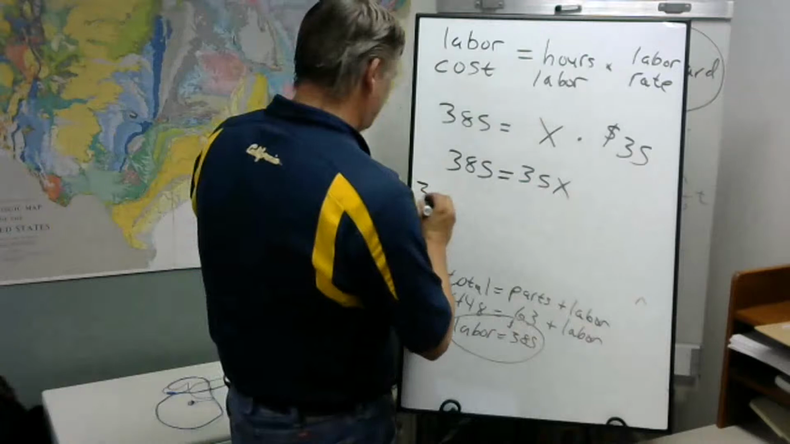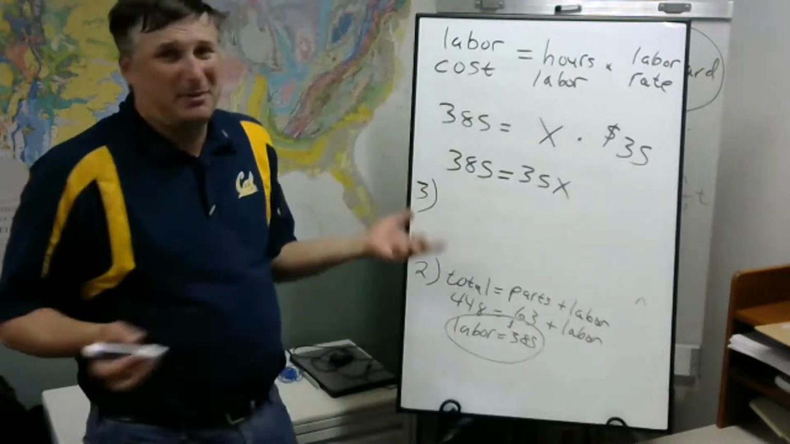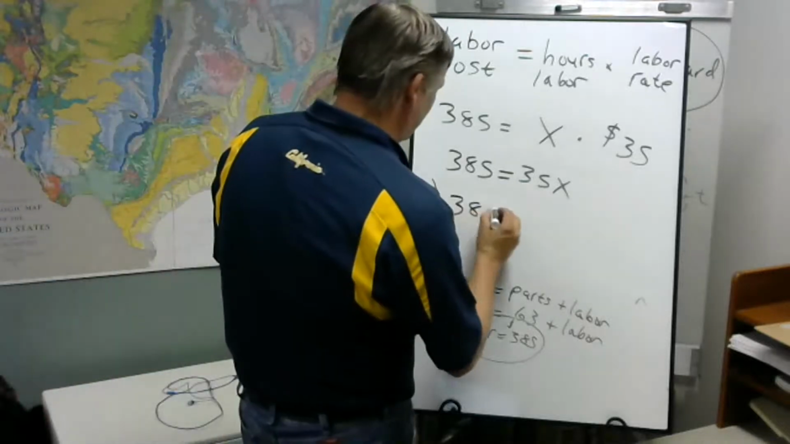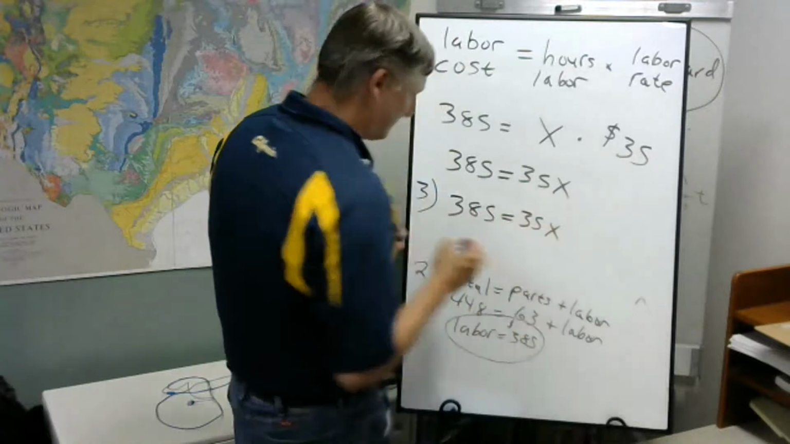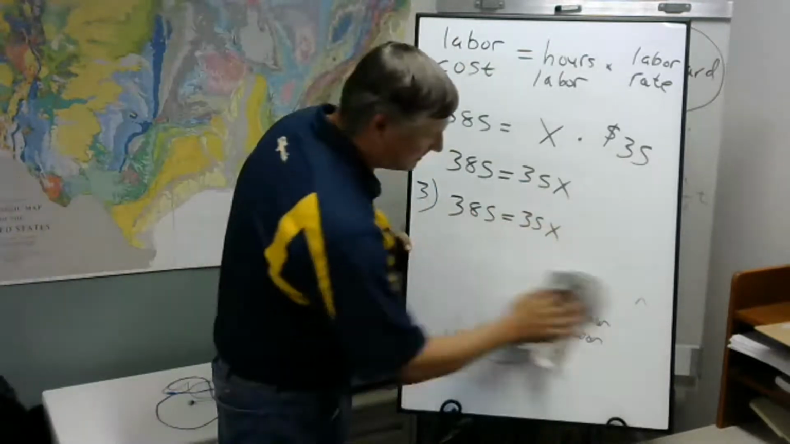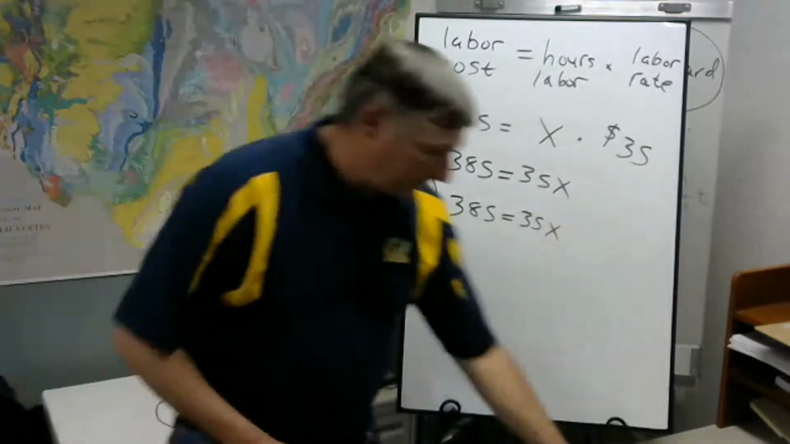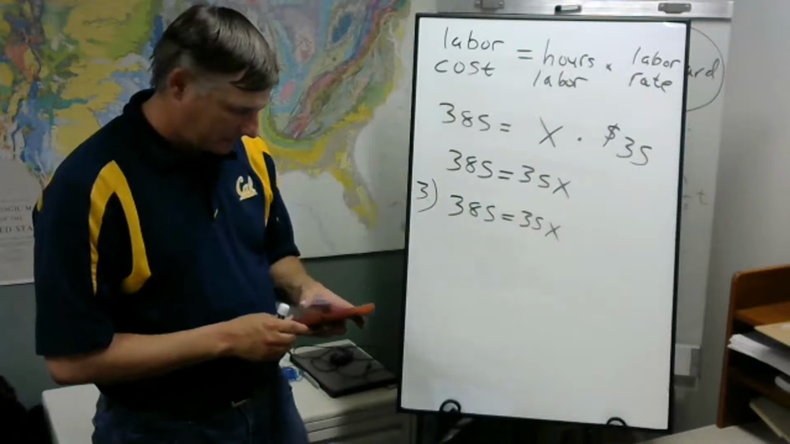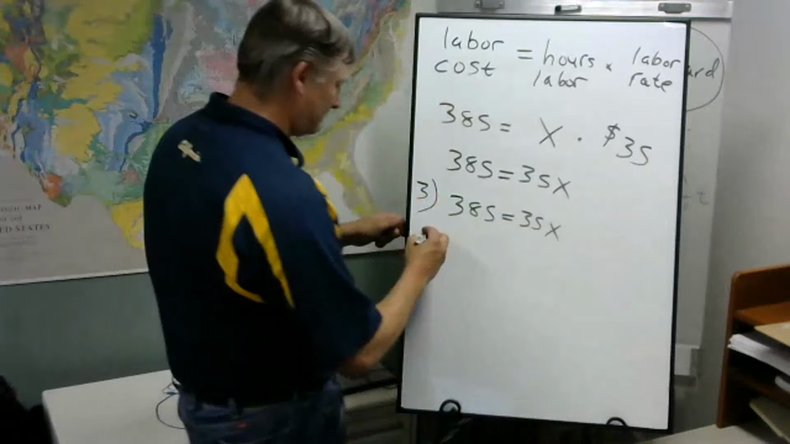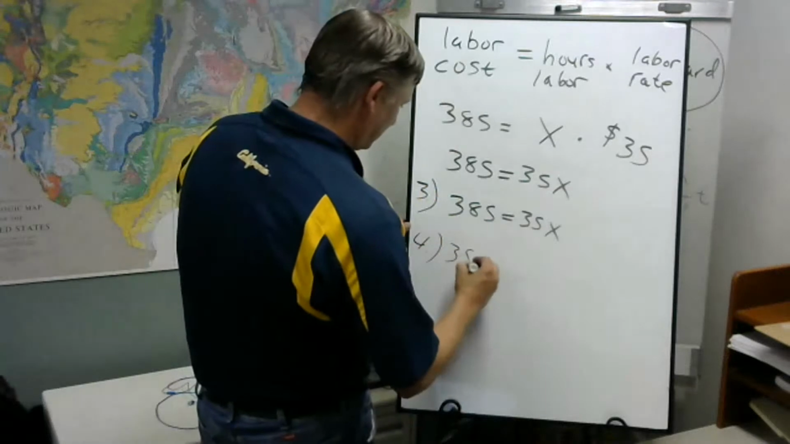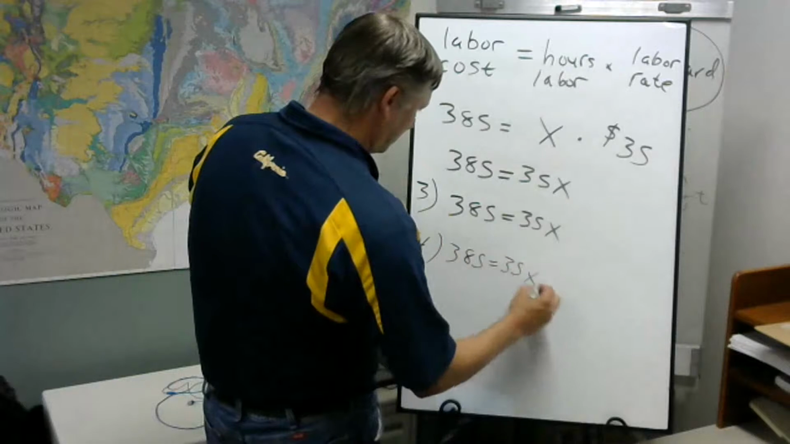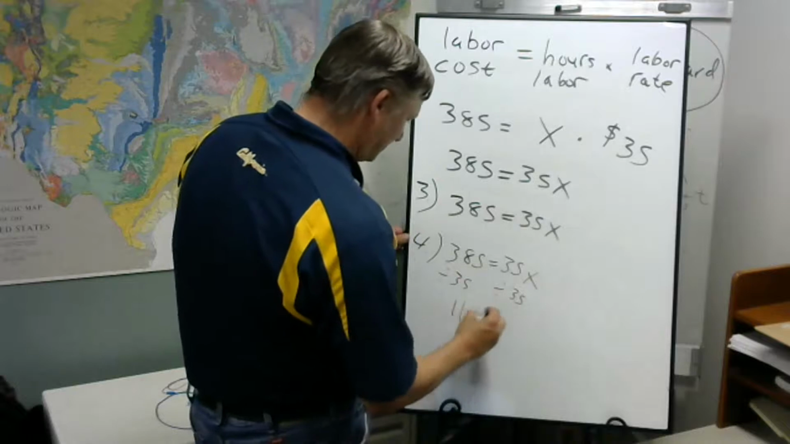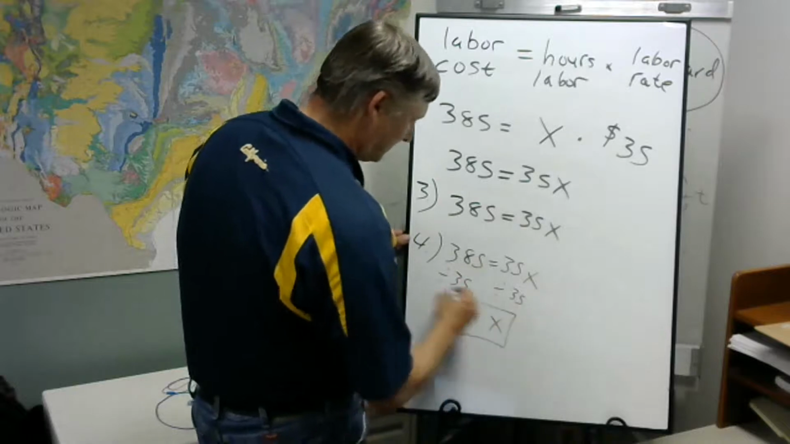If we go to step 3, this is going to be our equation. Working with this expression gives us the equation. They're going to be the same thing. So we just have to divide both sides by 35. Let's see what that gives us. We do that in our step 4. We get X is 11 hours.